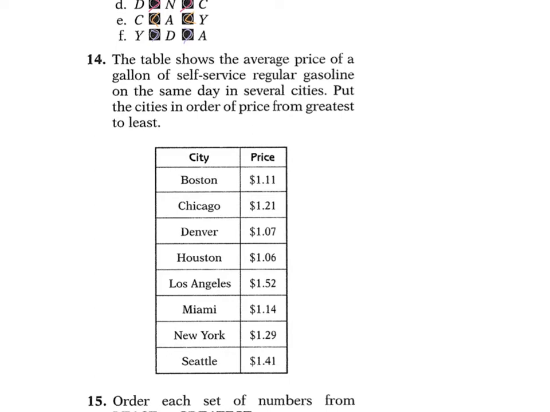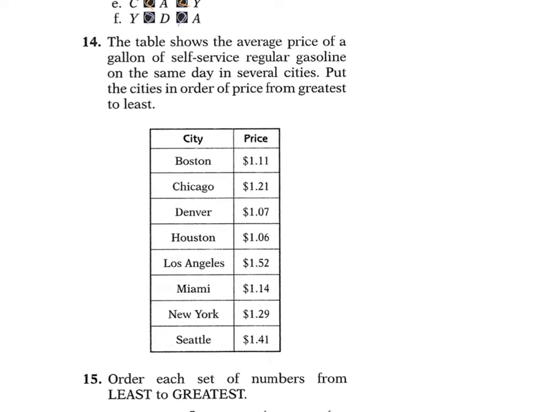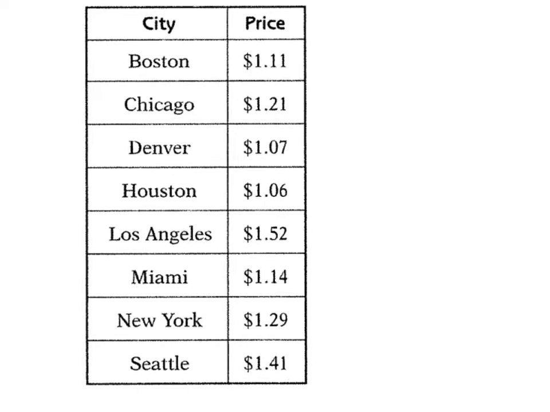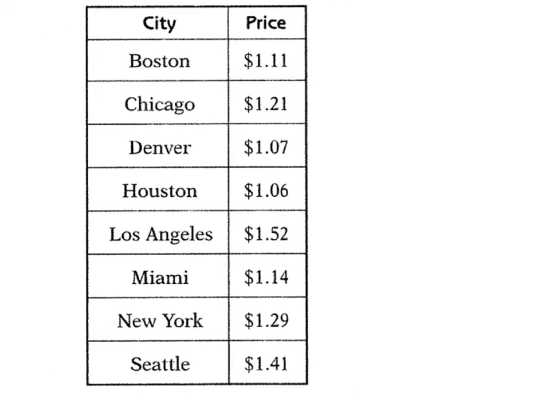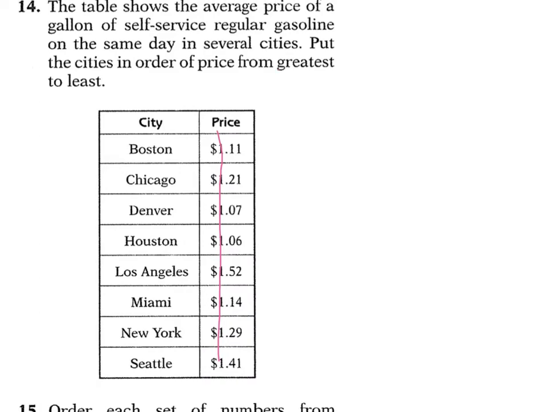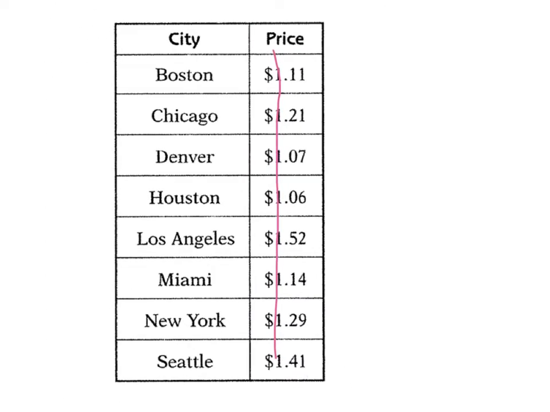For 14, we need to put the cities in order of price from greatest to least. So perfect, they're already in line for us, and all of these have a 1 in the ones place, so we don't even need to look at those. Next, we need to look at our tenths place. So we're starting with our greatest one. So 5 would be our highest number in the tenths place. So Los Angeles is going to be our first one.